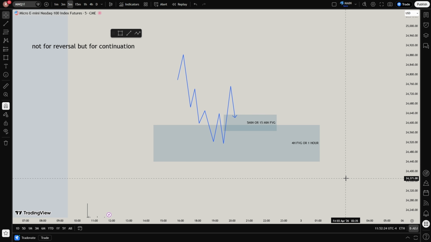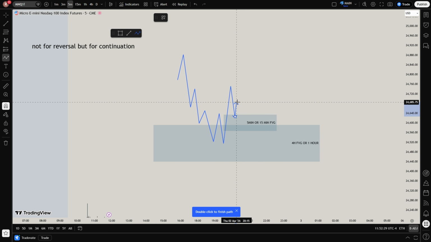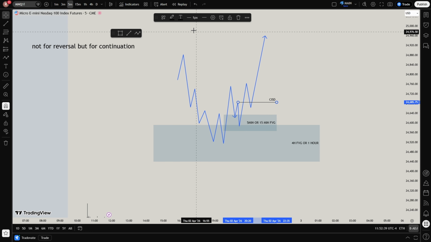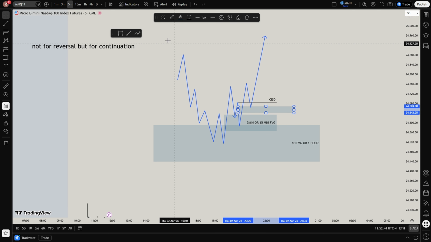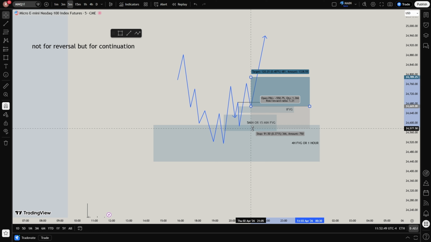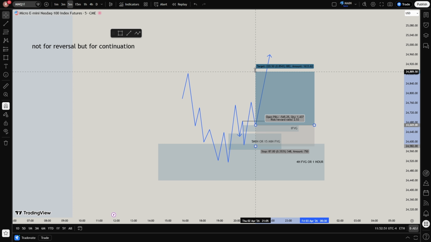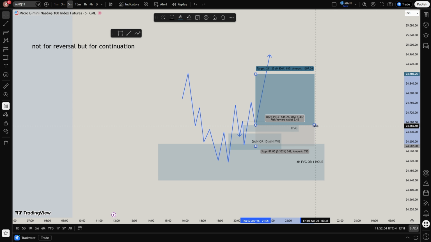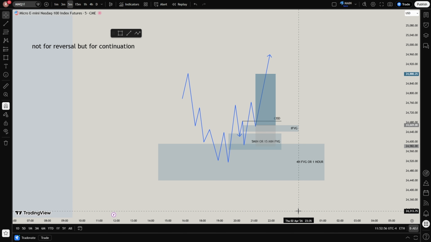I wait for price to retrace back into that 15-minute fair value gap, and what I want to see is price respect that area, tap into it, and reject from it. Now this alone is not enough for entry. Once price reacts from that 15-minute gap, I go even lower in time frame and look for confirmation. This could be a change in state of delivery, an inversion fair value gap, or any lower time frame confirmation that shows momentum in the direction of the move. Once all of that aligns, higher time frame reaction, 15-minute fair value gap, lower time frame confirmation, that's where I take the trade.